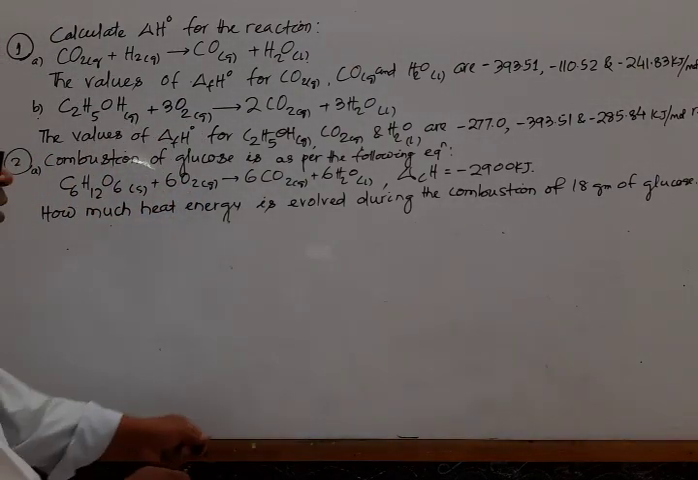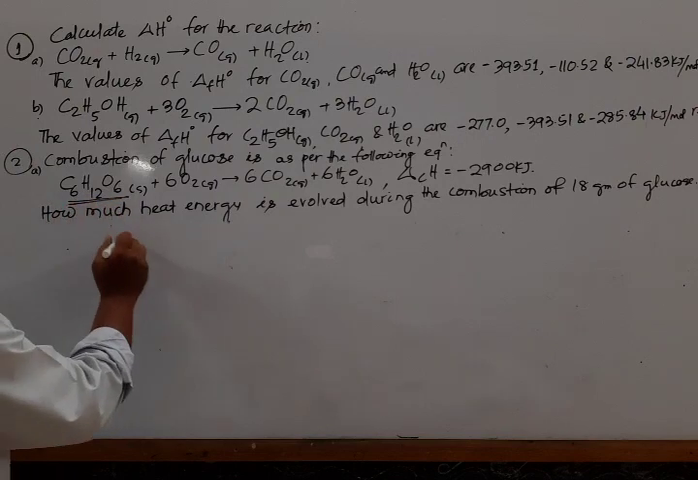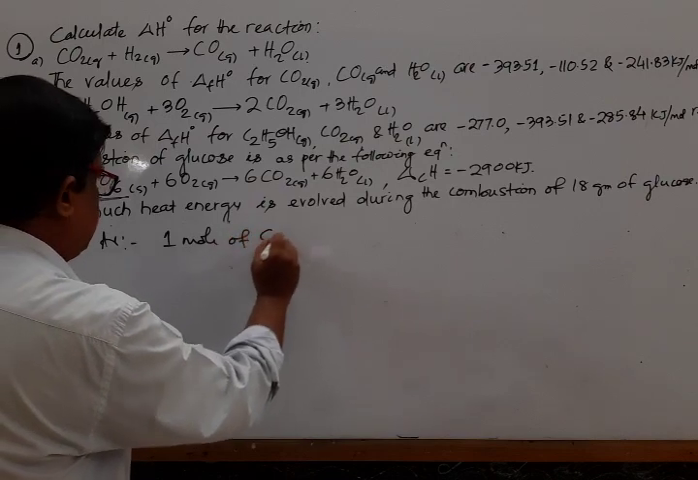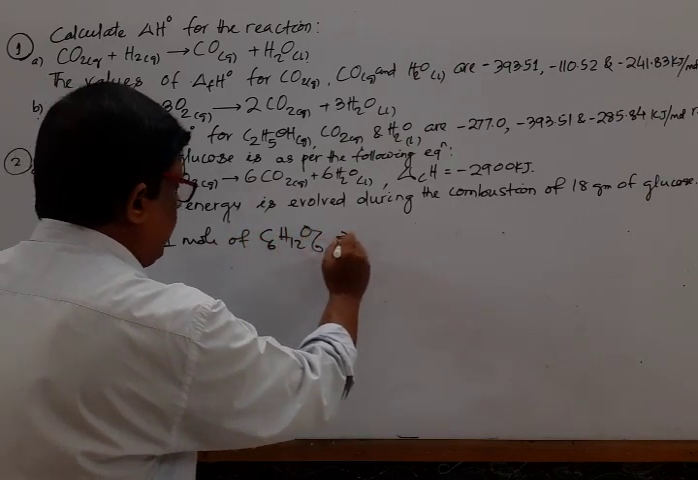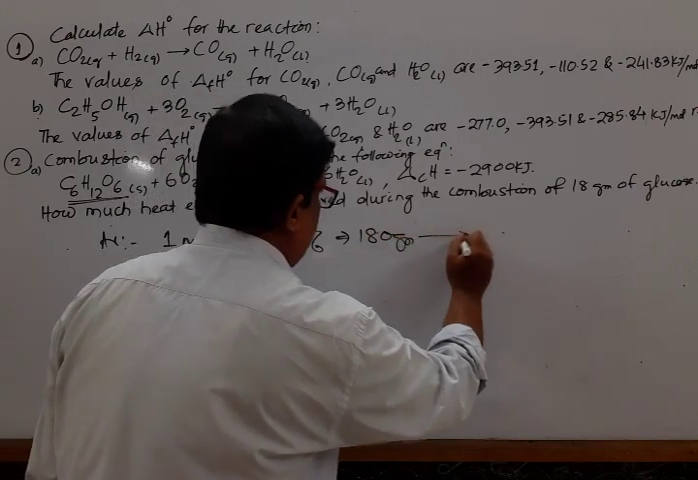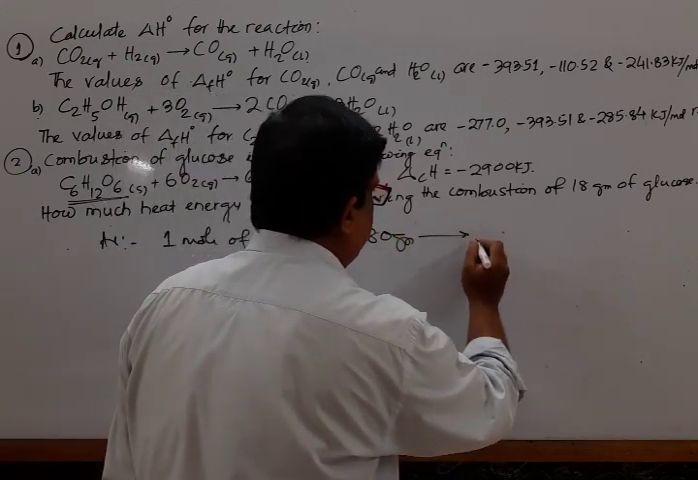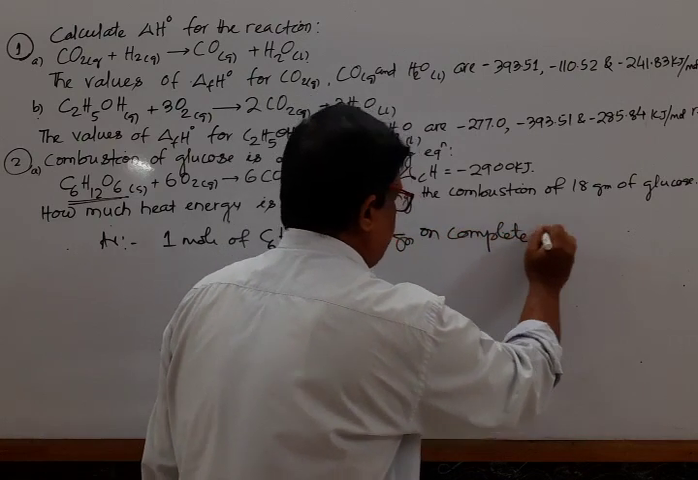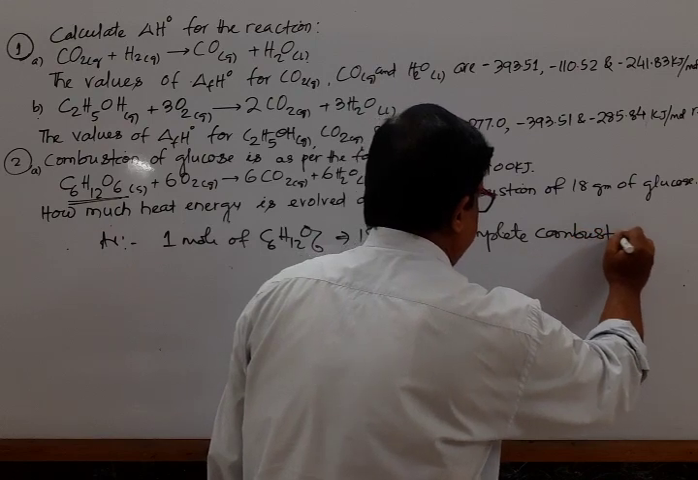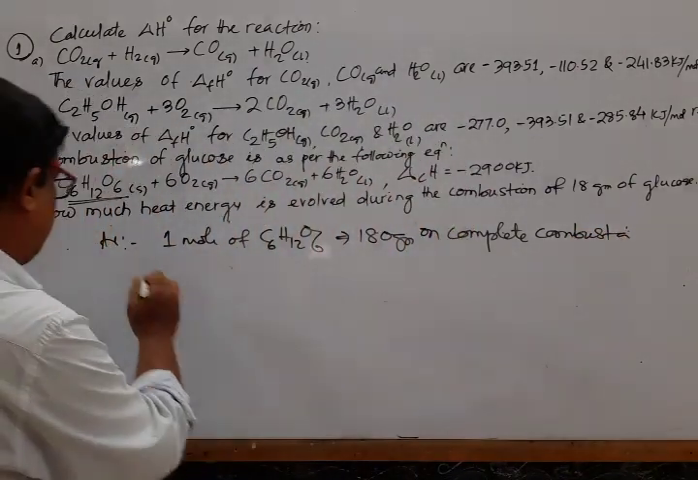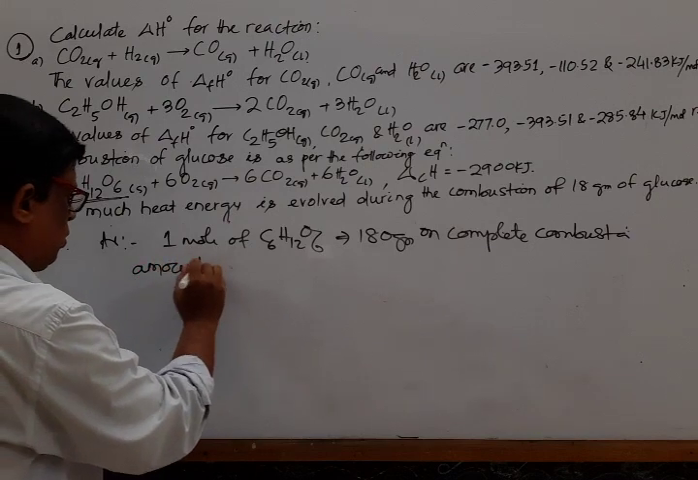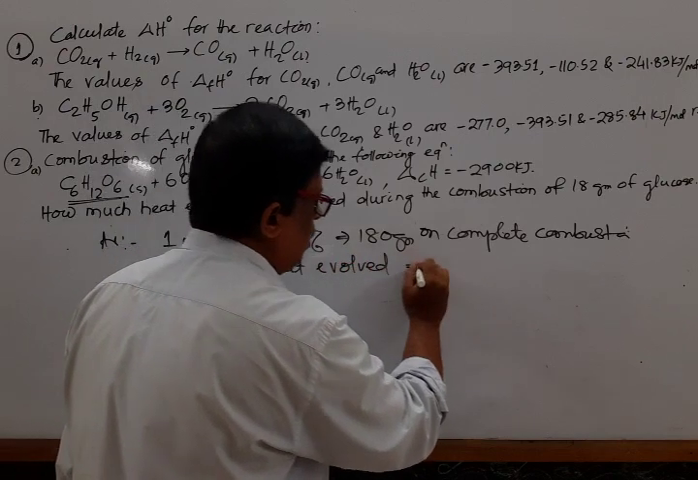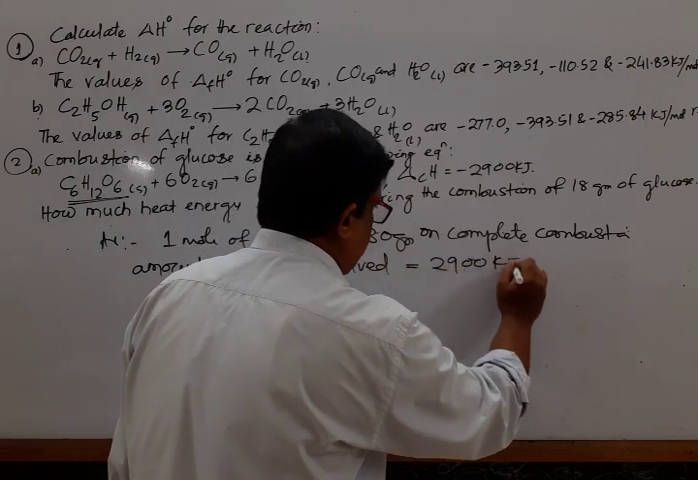So mark that. By definition, 1 mole of glucose, C6H12O6, indicates 180 gram. On undergoing complete combustion, the amount of heat evolved is equal to 2900 kilojoule.